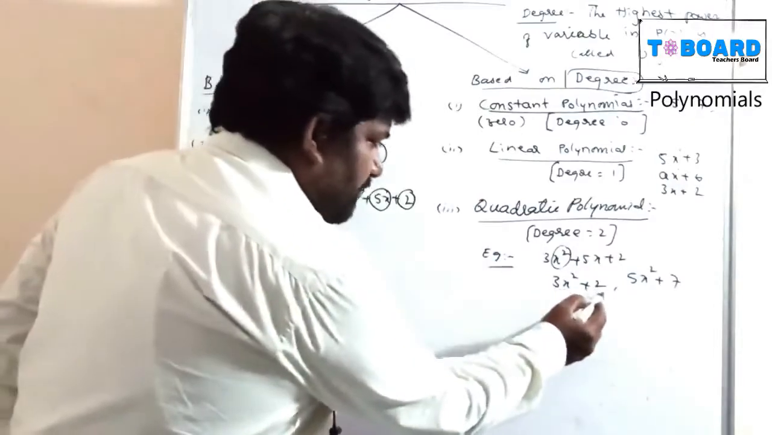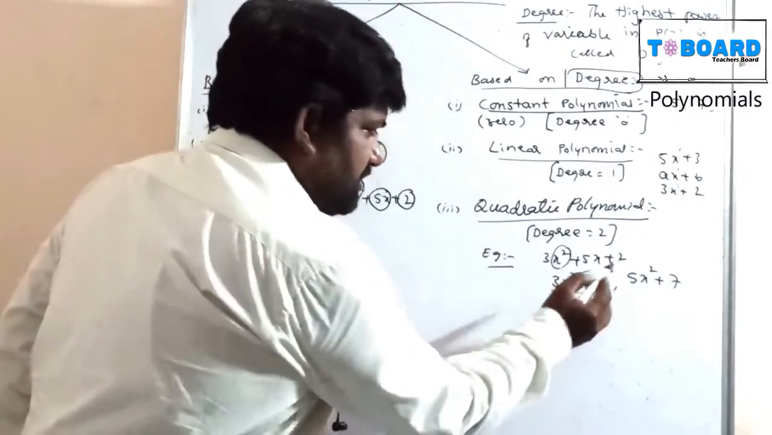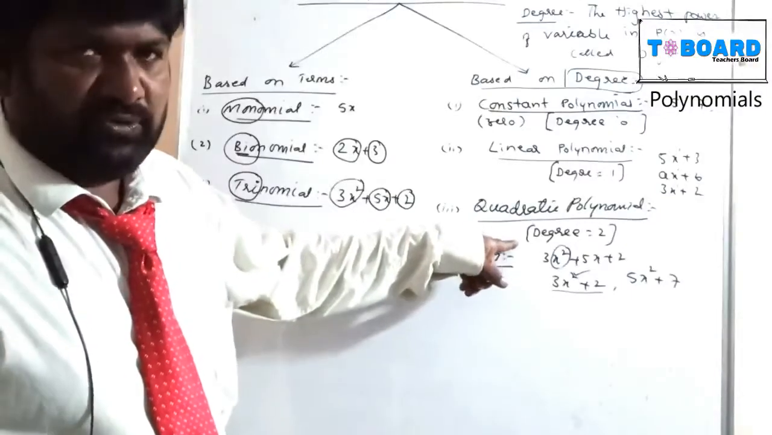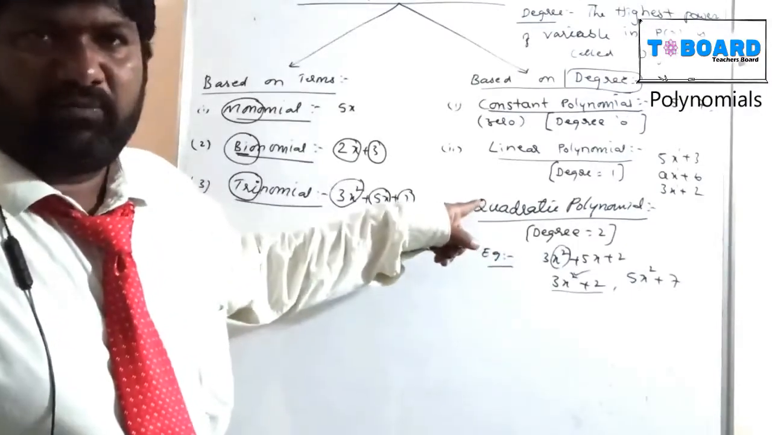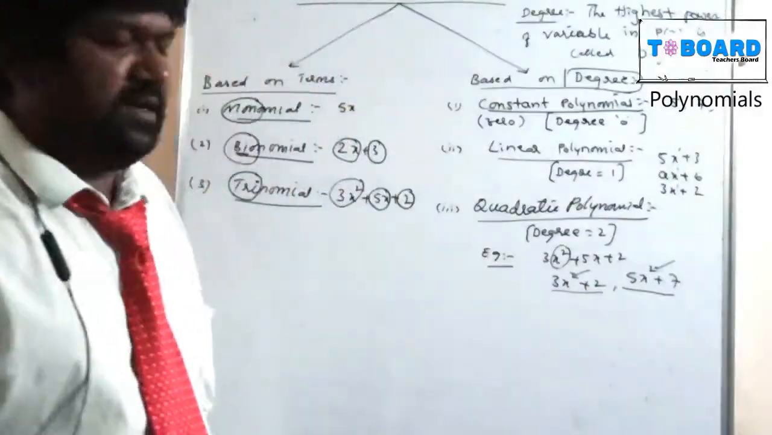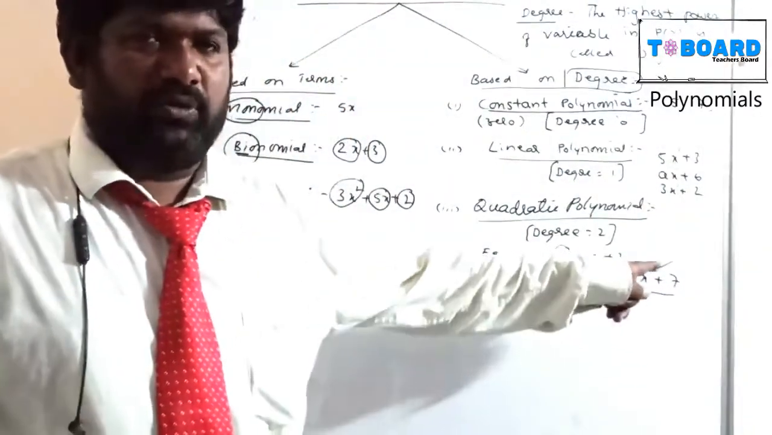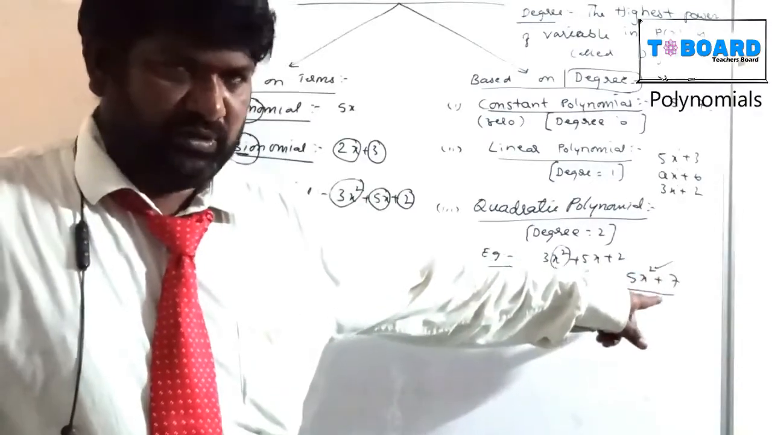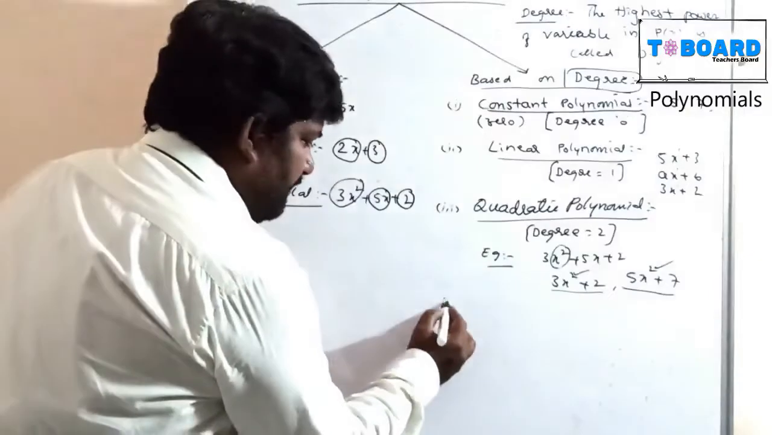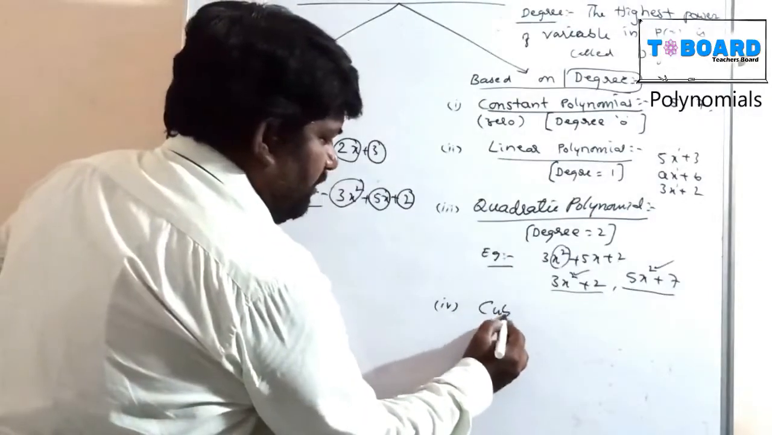In the second example, 3x square plus 2, the highest power of the variable is 2, so the degree is 2, a quadratic polynomial. And 5x square plus 7, x power 2 means the degree is 2. If the degree is 2, that is a quadratic polynomial. And the fourth one, cubic polynomial.